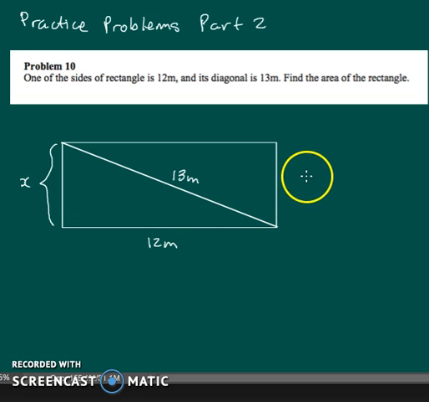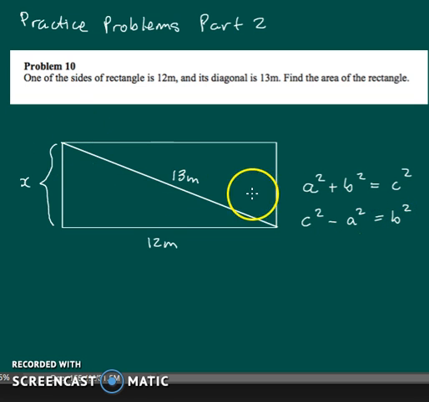Okay, let's move on. So what's the Pythagorean theorem? We have a squared plus b squared equals c squared, and we can rearrange that as c squared minus, let's say, a squared is equal to b squared when we have the length of the hypotenuse and we're looking for the length of one of the legs, and legs are the sides that are attached to the right angle.